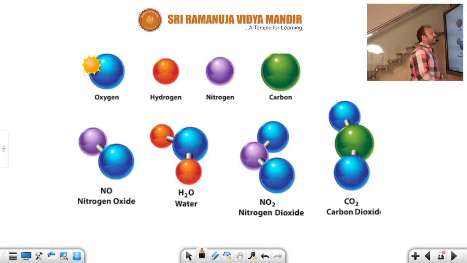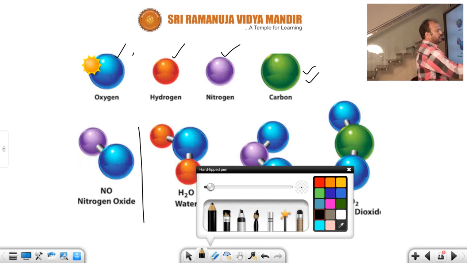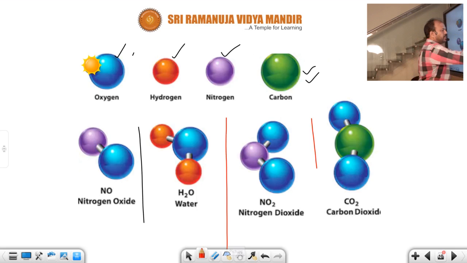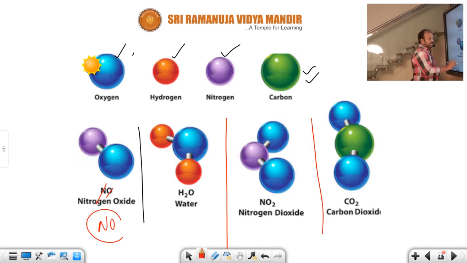Take a look here. Elements means what is here? Here oxygen is the element. Single kind of atoms are there. These are oxygen, hydrogen, nitrogen, carbon. But molecules means different atoms are present in it. Take a look here. Different atoms are present in it. Here nitrogen is different, oxygen is different. That's why the nitric oxide molecule is also called what? Compound. Different atoms are there.